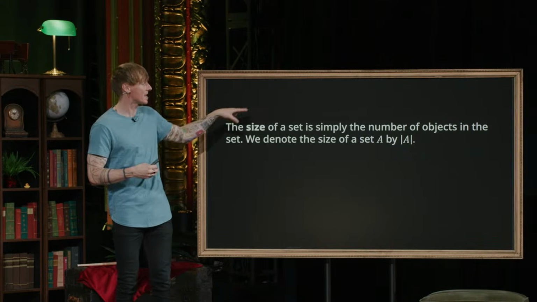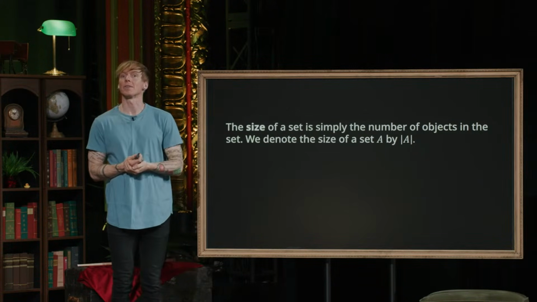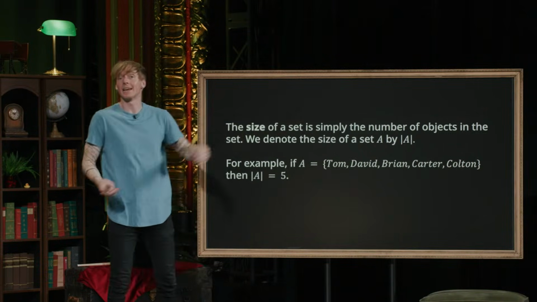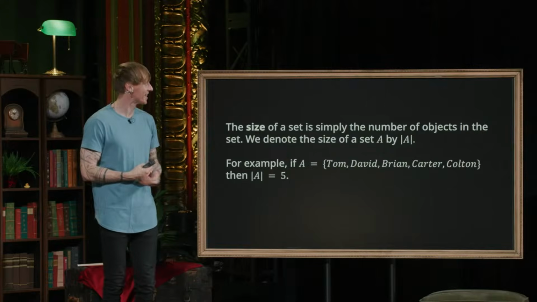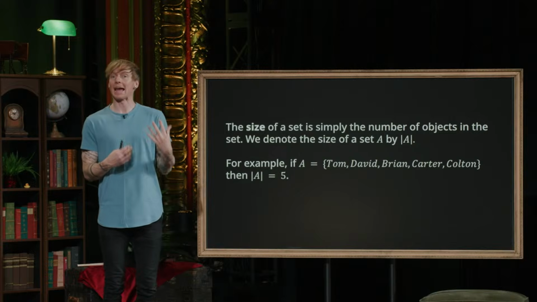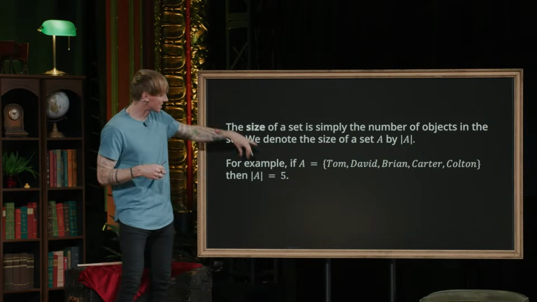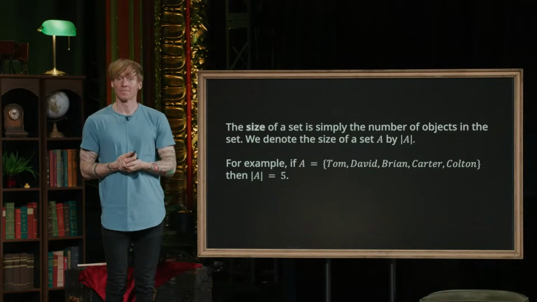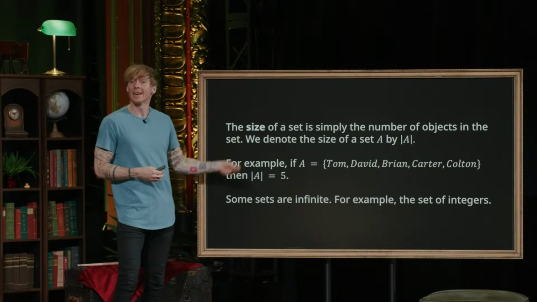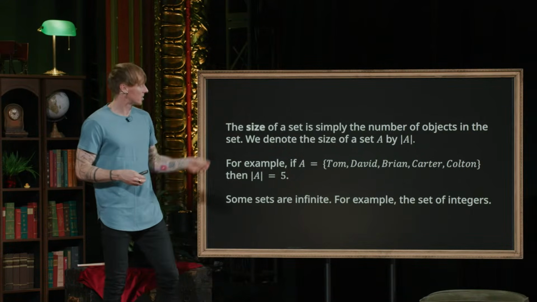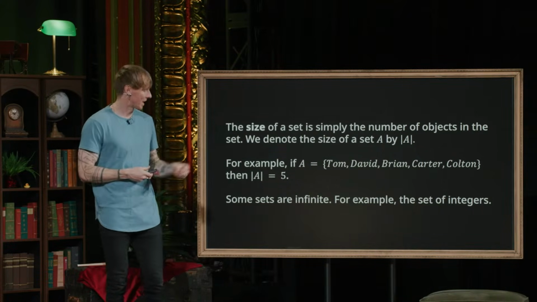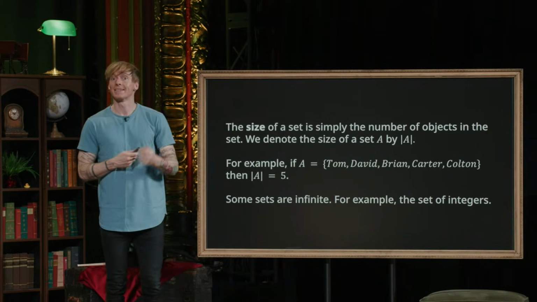So here, for the set A, we just write these 2 vertical lines either side of the A to denote the size of A. So if we have an example here of a set containing some names, which you may recognize, Tom, David, Brian, Carter, and Colton, there we've got 5 elements in that set, so we would just say the size of A is equal to 5. Now, sometimes we may have an infinite set, and in that situation, we simply say the set has an infinite size. So for an example, we might take the set of integers, all of the positive and negative whole numbers. That would be an example of an infinite sized set.